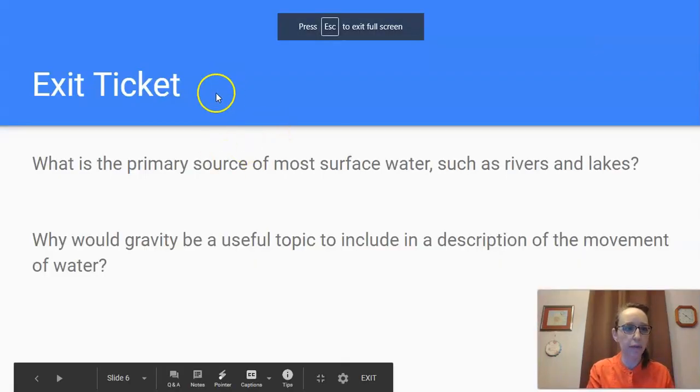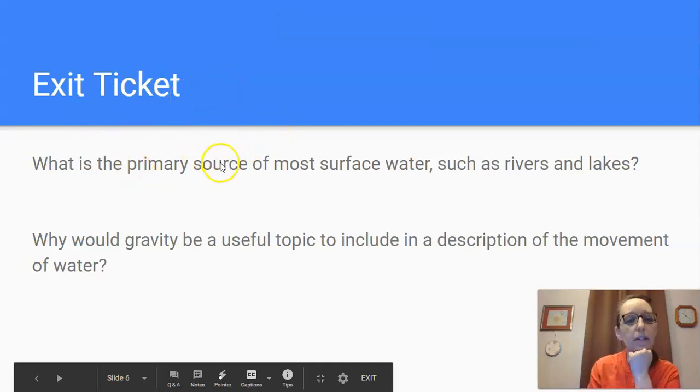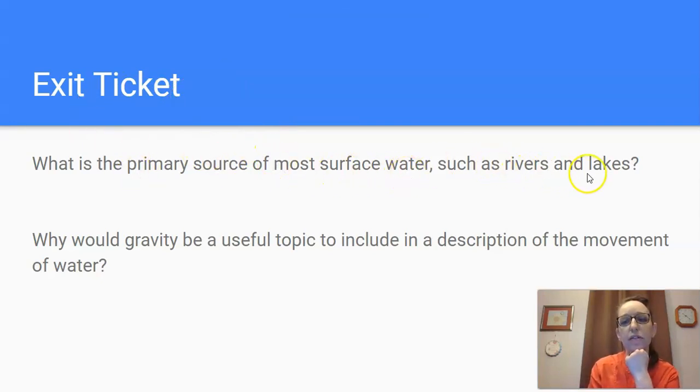So let's see how much we remember. So what is the primary source of most surface water, such as rivers and lakes? What is our primary source? Oh, good, Carmela. Rainfall. Yes, Carmela is correct. It is rainfall. So the primary source of most of our surface water is rainfall. Now, if you live in our northern places, you could talk about snow. I see Leland said snow is a possibility. Yes, snow also is a possibility. So rainfall or snow is the correct answer.